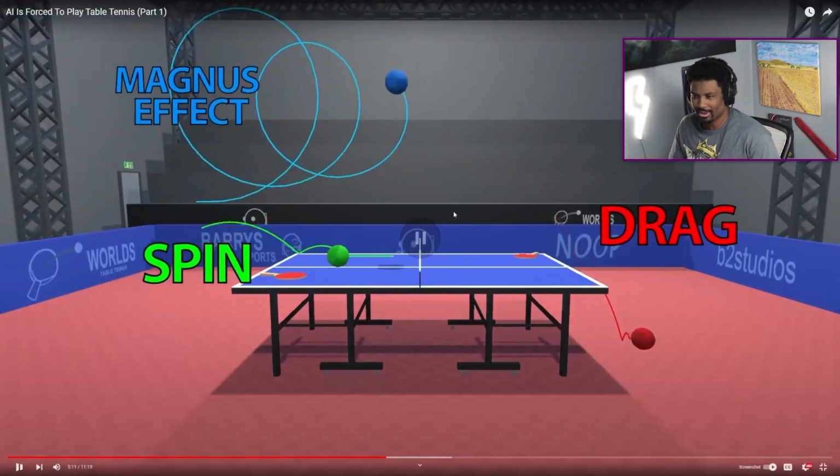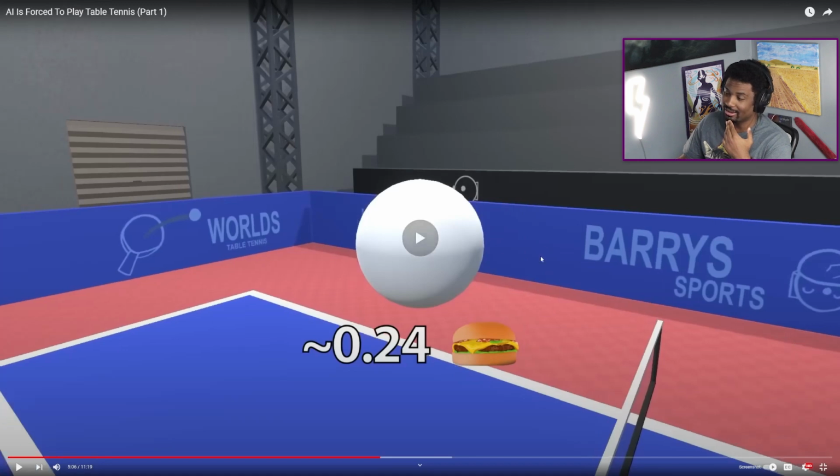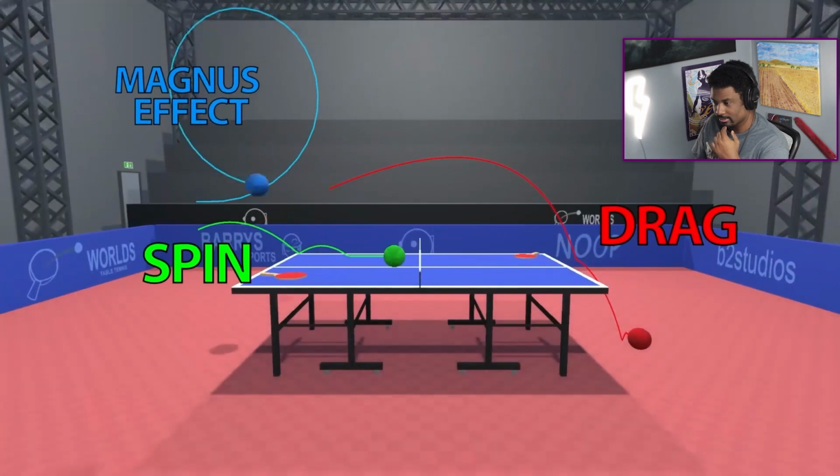Luckily, he said the ball was very light, but let's go back. He said about a quarter of a cheeseburger. I mean, I don't know about y'all, but when I'm eating a cheeseburger, we got to go for something like a half-pound burger. So this thing is not that light.